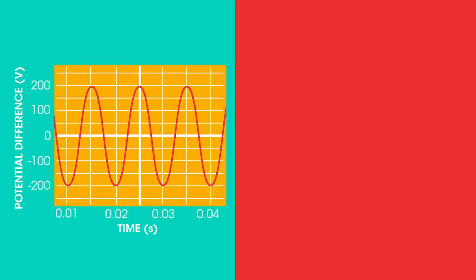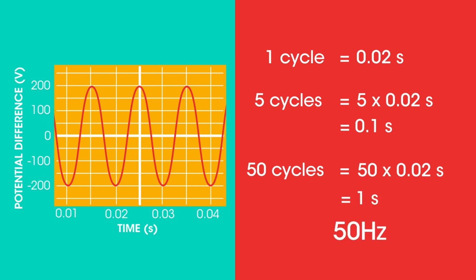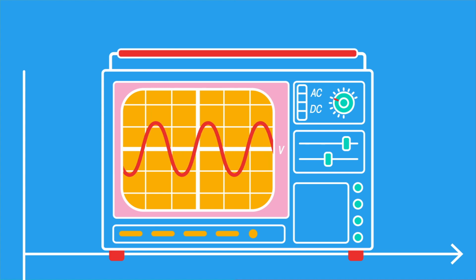We can calculate the frequency like this. One cycle takes 0.02 seconds, so 5 cycles take 0.1 second, which means 50 cycles in 1 second, or 50 Hertz. So those are the differences and uses of AC and DC, and how we can interpret oscilloscope traces of current.